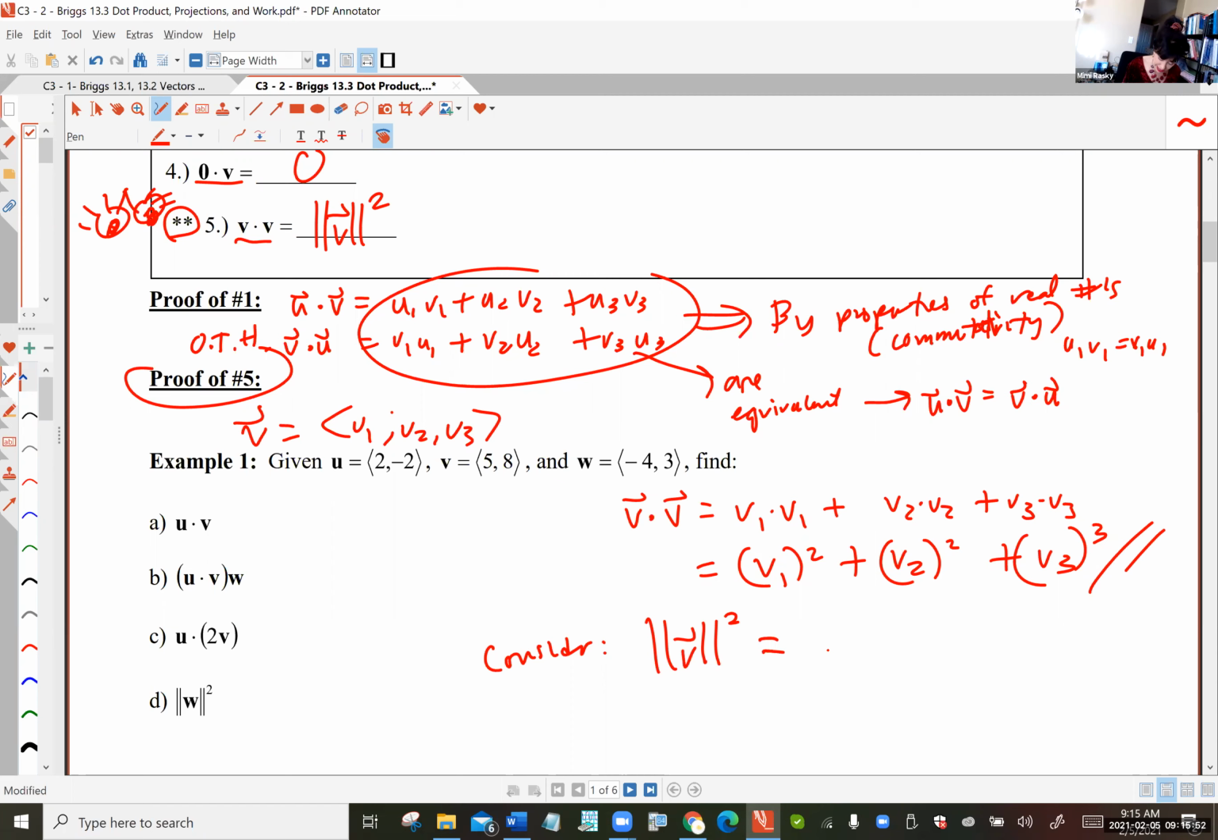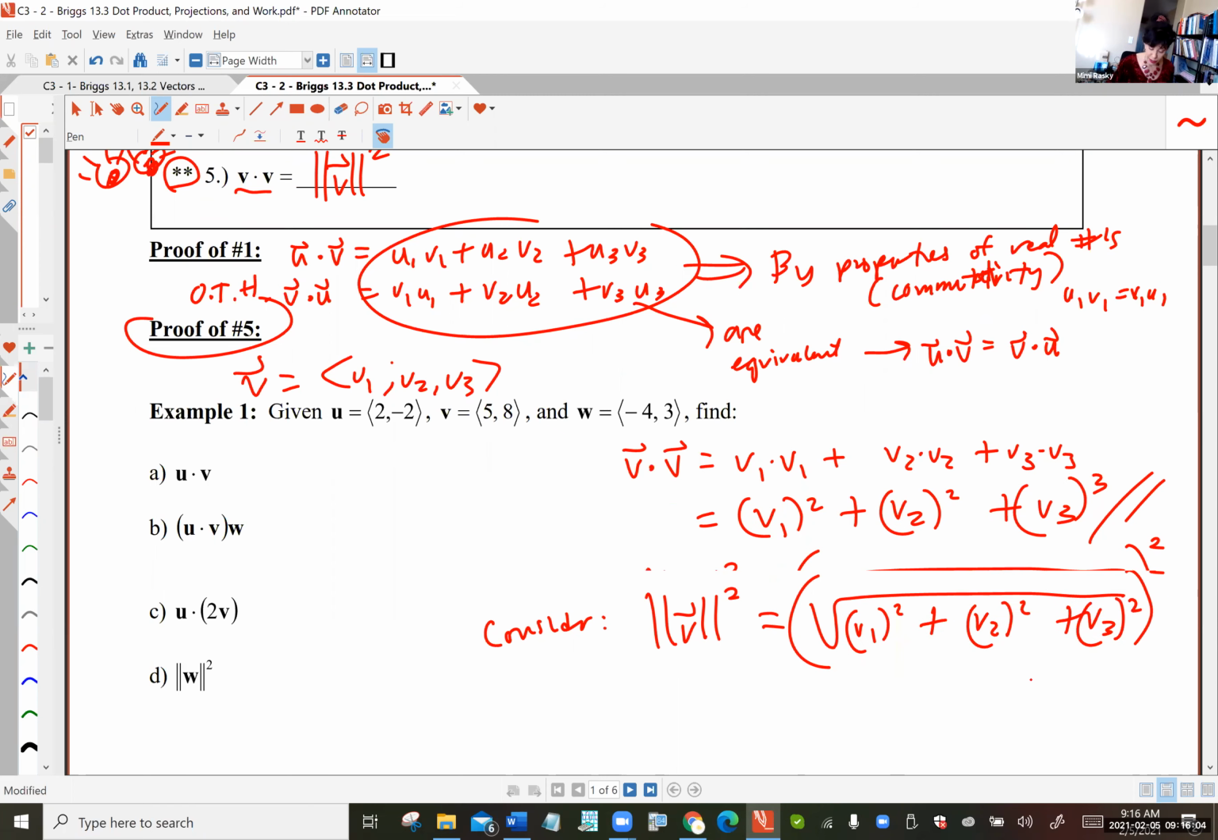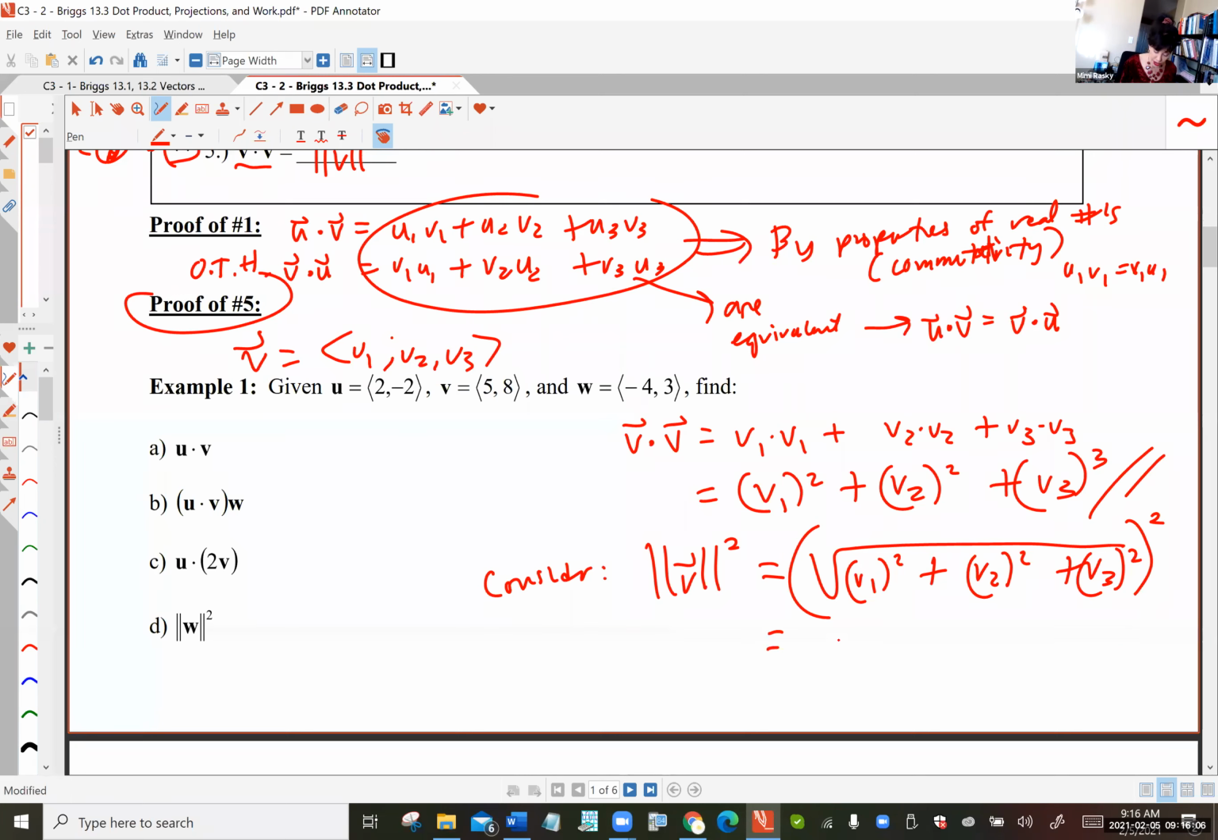Now, consider the magnitude of a vector squared. What is that going to be? A magnitude involves a square root, and we're going to square that square root. Remember, magnitude is the square root of the sum of the squares of the components. But if you square a square root, you just get the radicand, which is a fancy name for the stuff under the radical.